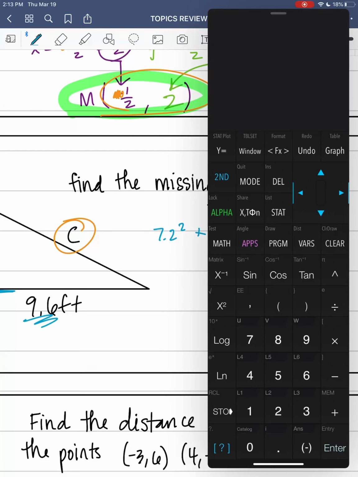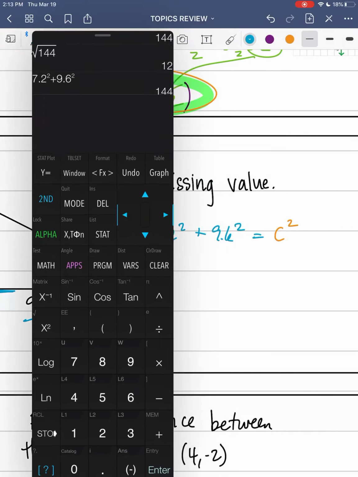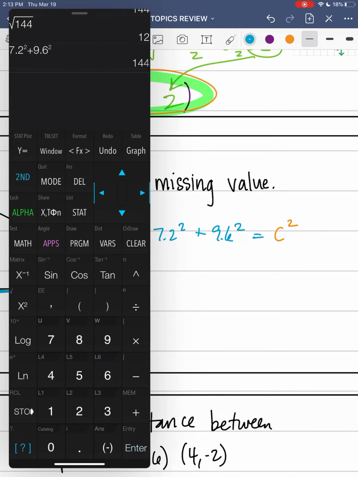So we have 7.2 squared plus 9.6 squared. Enter. Ooh, okay, that is 144. So this is 144 equals C squared. But we are trying to get just C by itself. So in order to get just C by itself, we're going to square root both sides.